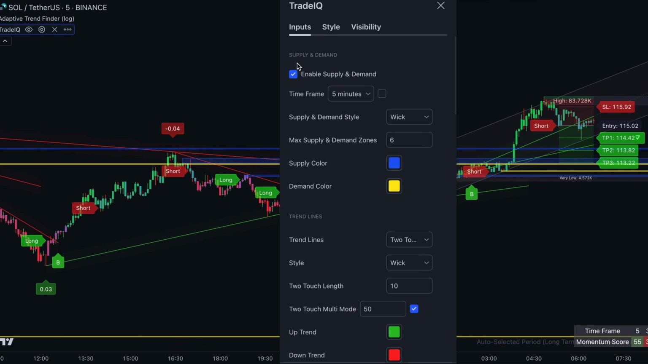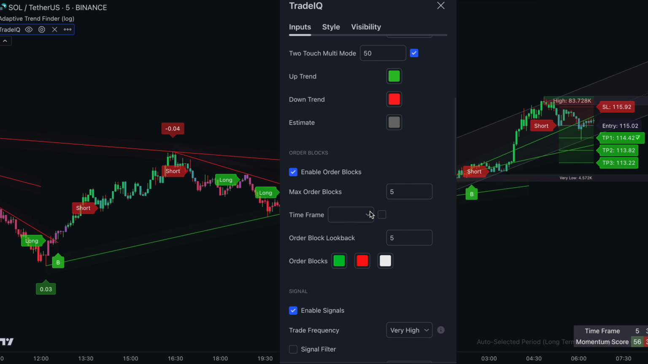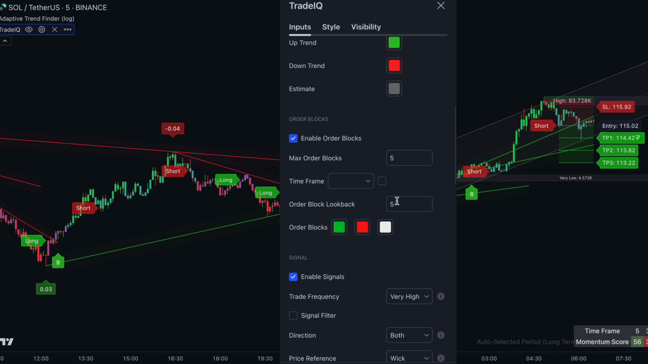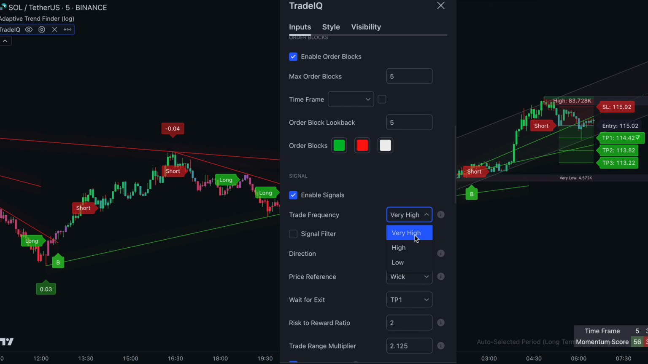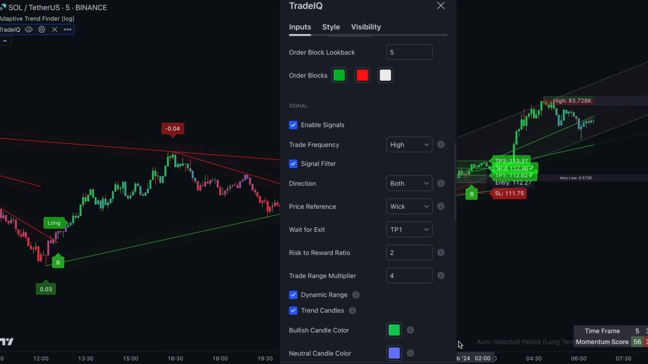Once you've installed it on the chart, open its inputs and perform the following customizations. You'll need to enable two-touch trend lines with breaks, order blocks, signals at high frequency, with a filter and a trade multiplier set at 4. Once you're finished, click OK.